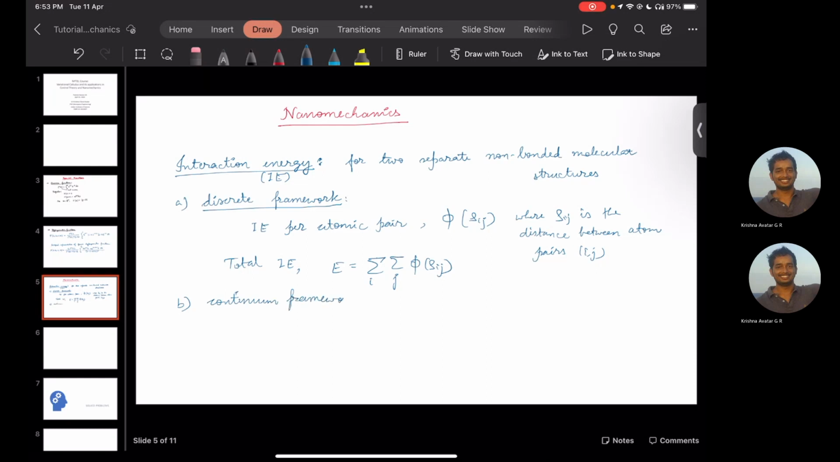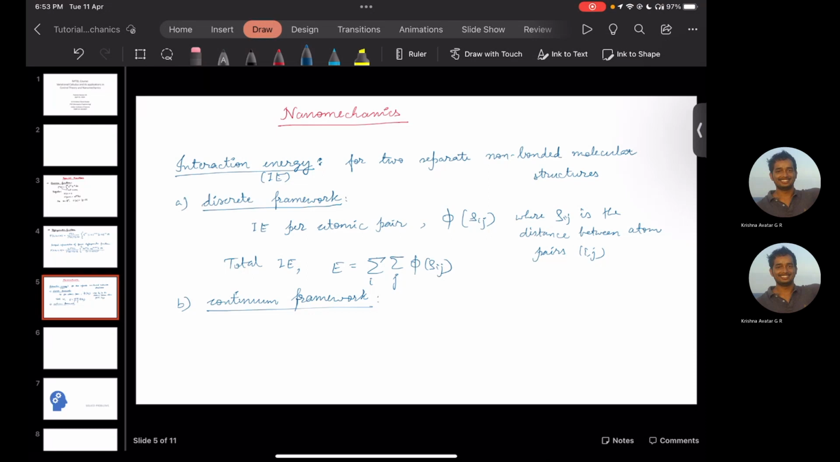When we have a large number of atoms in a system, we cannot actually go pairwise. This discrete system tends to be a continuum in the limit, isn't it? As the number of particles tends to infinity, the discrete framework becomes as if it were a continuous framework, which means we have infinite atoms in the system that we are trying to study.